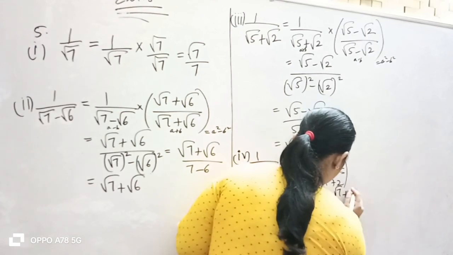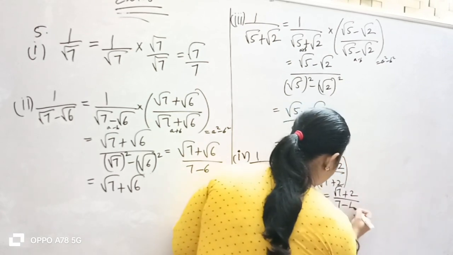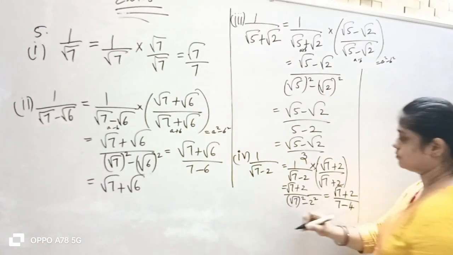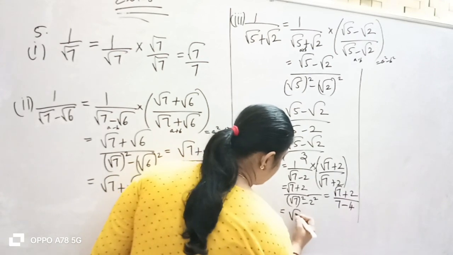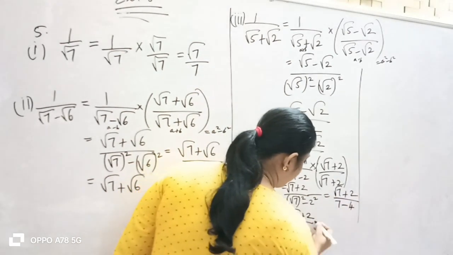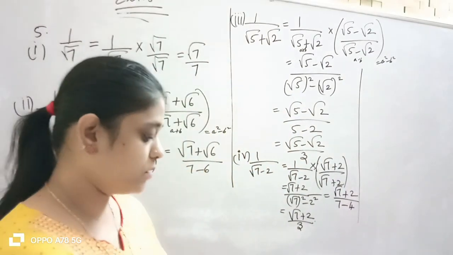So root 7 plus 2 by 7 minus 4. Yes, here 7, and here 2 square is 4. So your final answer is root 7 plus 2 by 3. The last step covered: 7 minus 4 is 3. So your denominator is rational now. That's all. Take your notes.